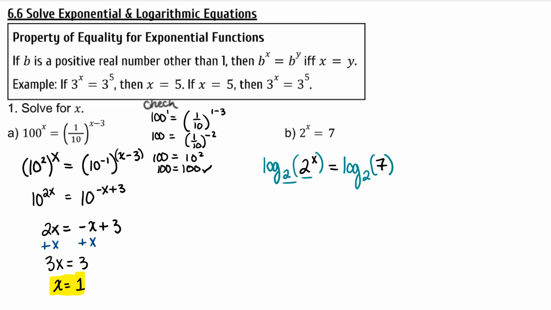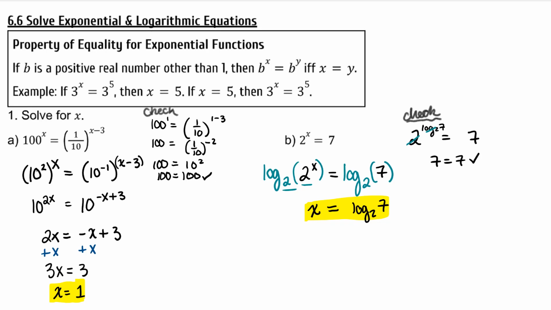Now that my bases match, I can bring down the exponent based on inverse properties of logs and exponentials. On the right side, I still have log base 2 of 7 because there's no way to simplify that except with a calculator. Let's check. Using inverse properties of logs and exponentials, you indeed get 7 equals 7. So log base 2 of 7 is our answer. This gives us two ways to solve exponential equations. One, where you can rewrite the base, and if you can't rewrite the base, then you'll need to use log.